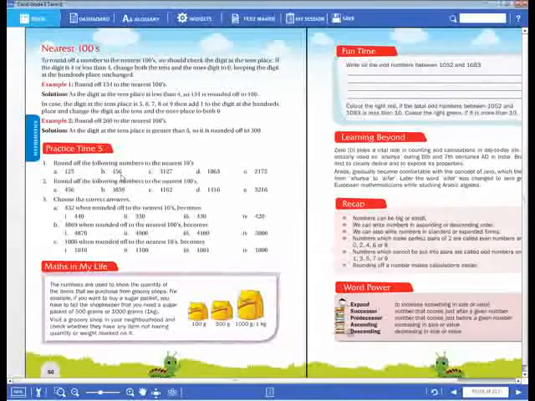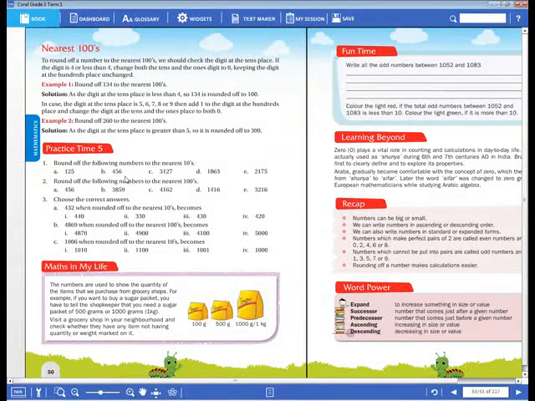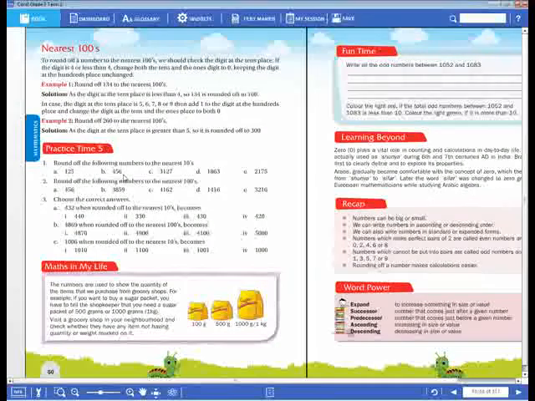Now next, 456. What is the nearest tens, dear children, for this given number 456? You have to check the last digit. The last digit, what is that? 6. 6 is greater than 5, no? So which tens will come here? Can you tell me, dear children? Here 456.